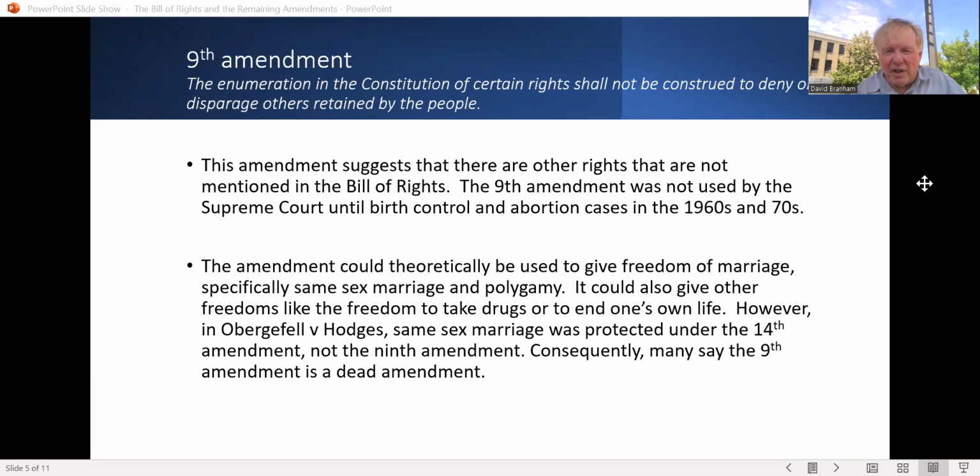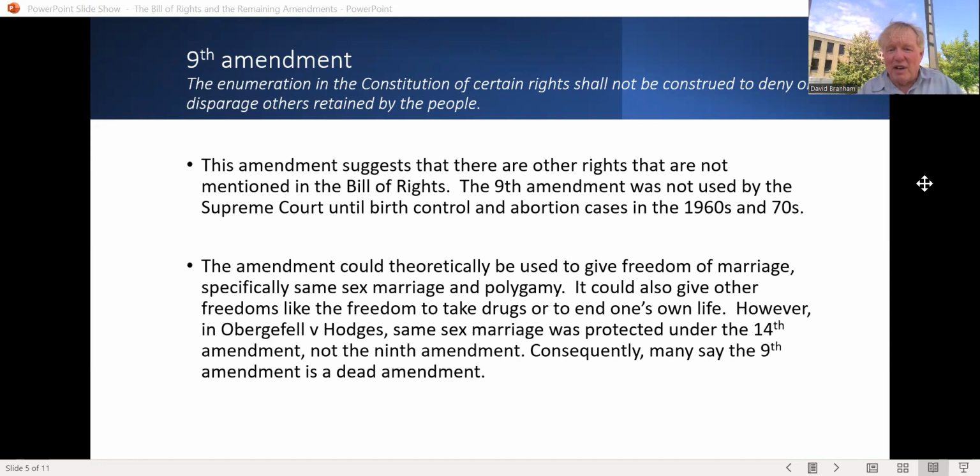This amendment suggests that there are rights that are not only mentioned in the Bill of Rights, but the Ninth Amendment was not used by the Supreme Court until the 60s and 70s, when the Warren Court decided, look, we need to expand the Constitution to protect other rights besides the ones that we had: freedom of speech, freedom of religion, the right to bear arms. We needed extended rights for things not listed, like birth control or abortion.